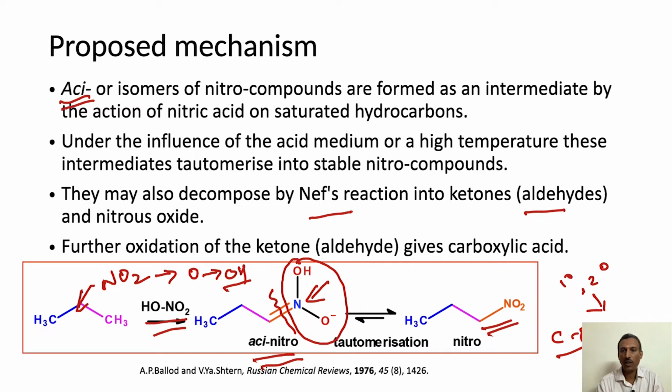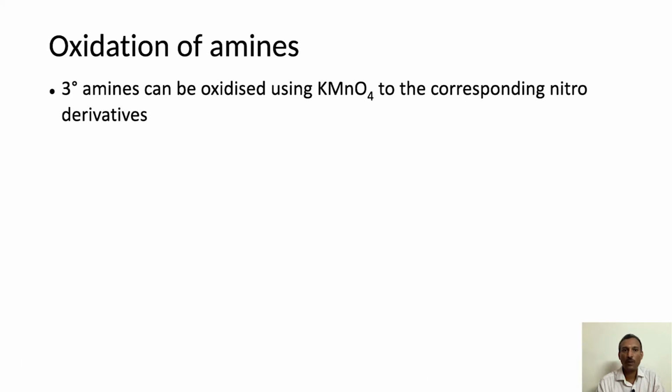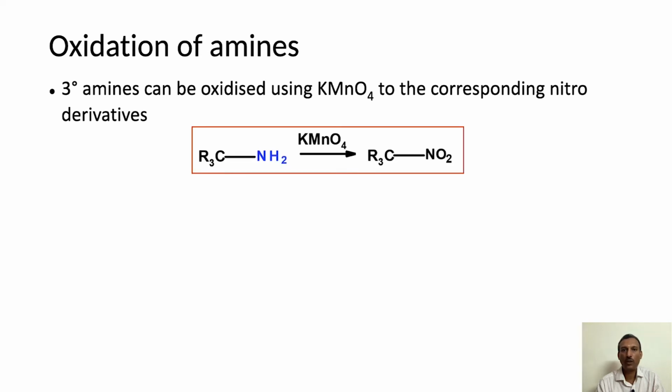And once the aldehyde is formed, the aldehyde can further undergo oxidation in the presence of a strong oxidizing agent, nitric acid, to give the corresponding carboxylic acid. So these are all the various mechanisms by which the reaction actually proceeds. The next one is the oxidation of amine. So tertiary amine can be oxidized using KMnO4 to the corresponding nitro compound.